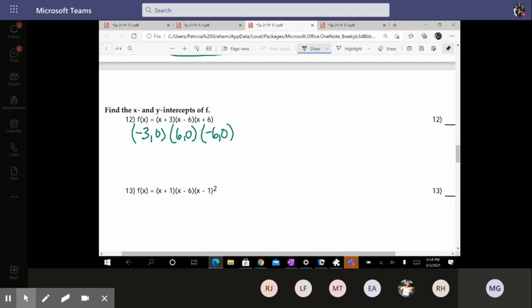Now, what do I know about the y-intercept? X has to be 0, right? So I could say 0 plus 3, 0 minus 6, and 0 plus 6. What am I going to end up multiplying? So I'm looking for my y-intercept. All I got to do is multiply those numbers. When x is 0, I have the y-intercept. Negative 108. Better check my crazy math, guys.